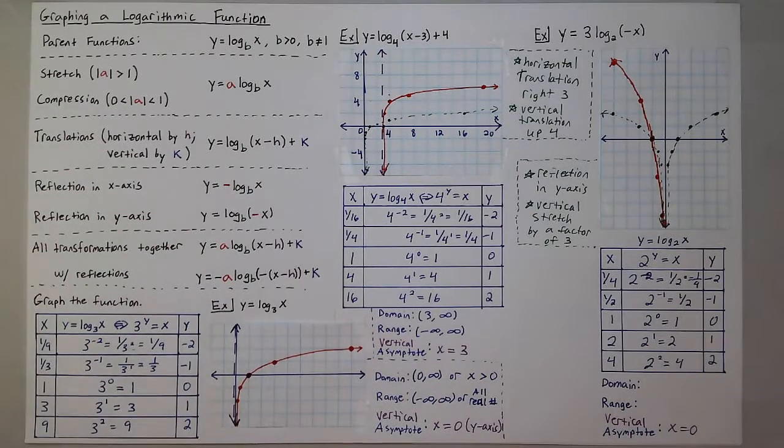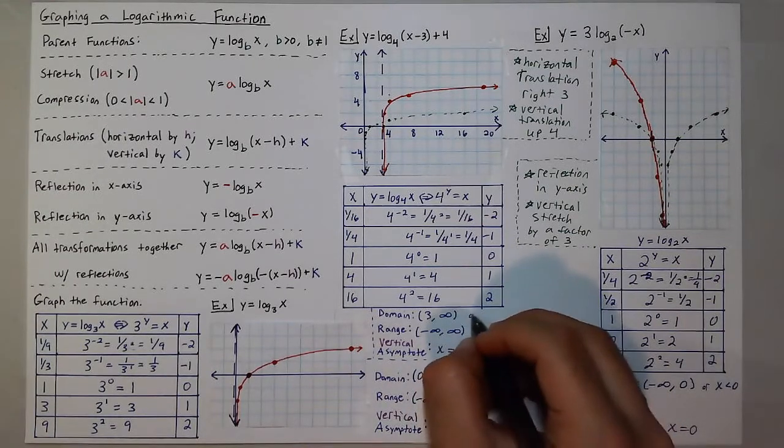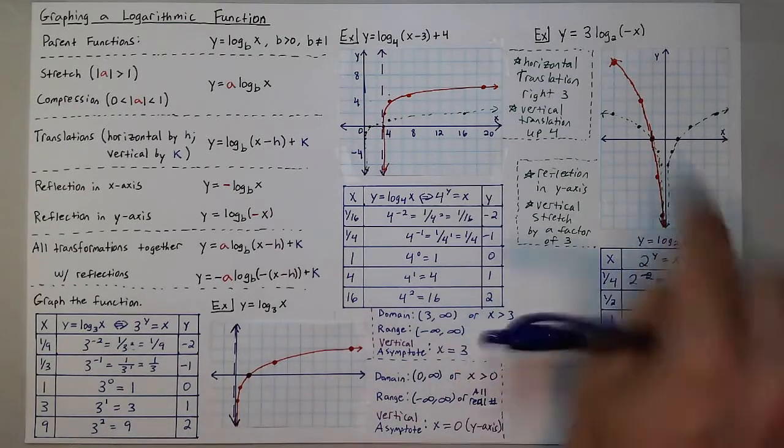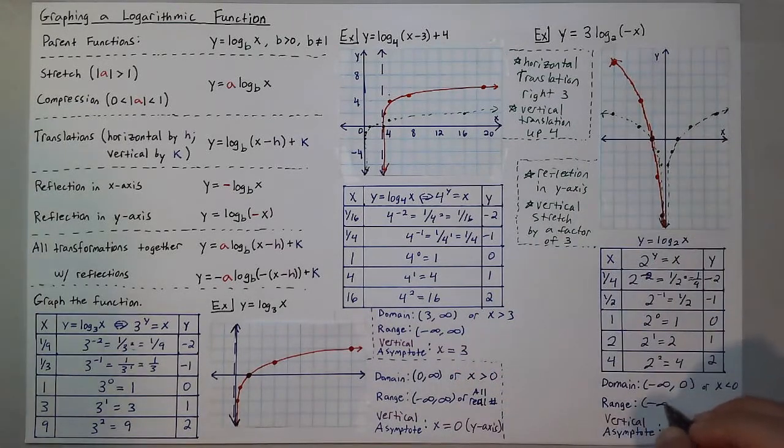The domain, this time, instead of going from 0 to infinity, actually goes from negative infinity to 0, or x is less than 0, while this one over here was x is greater than 3. And the range is still all real numbers, negative infinity to positive infinity. And that is how you graph a logarithm.